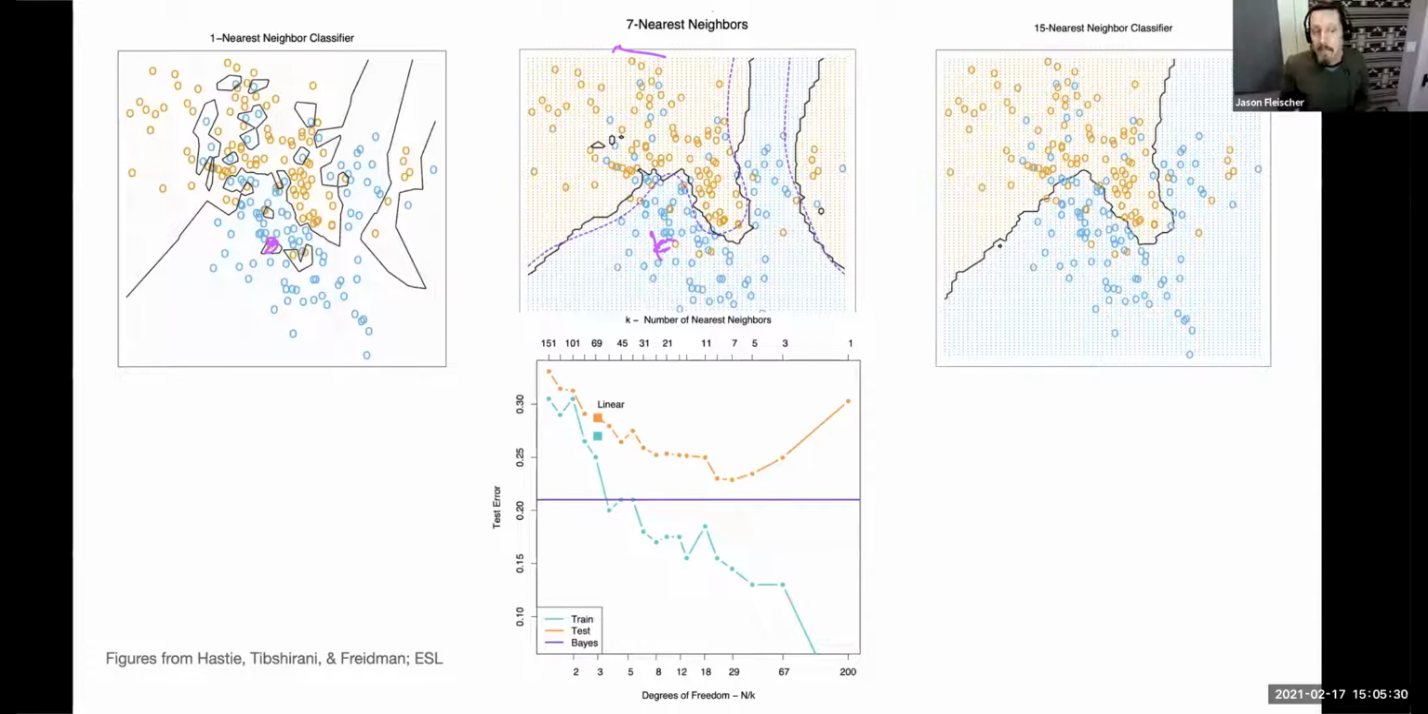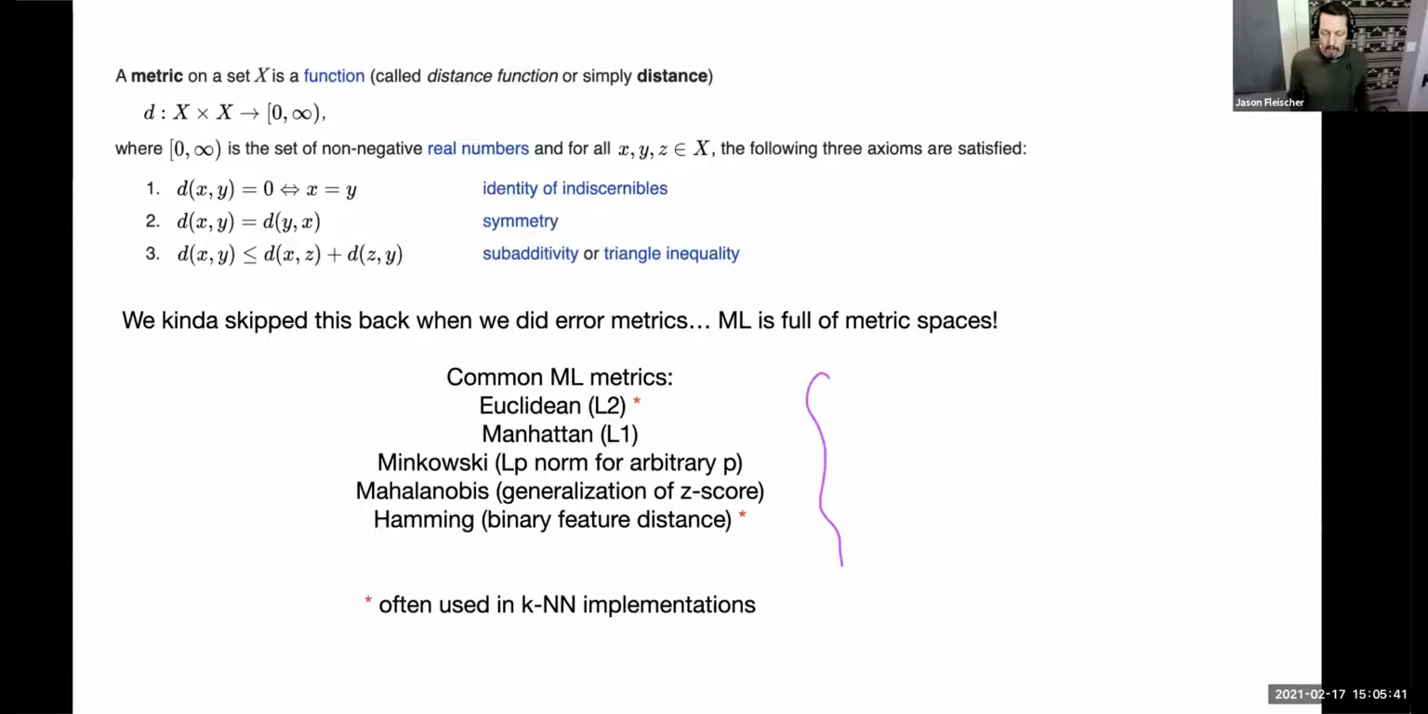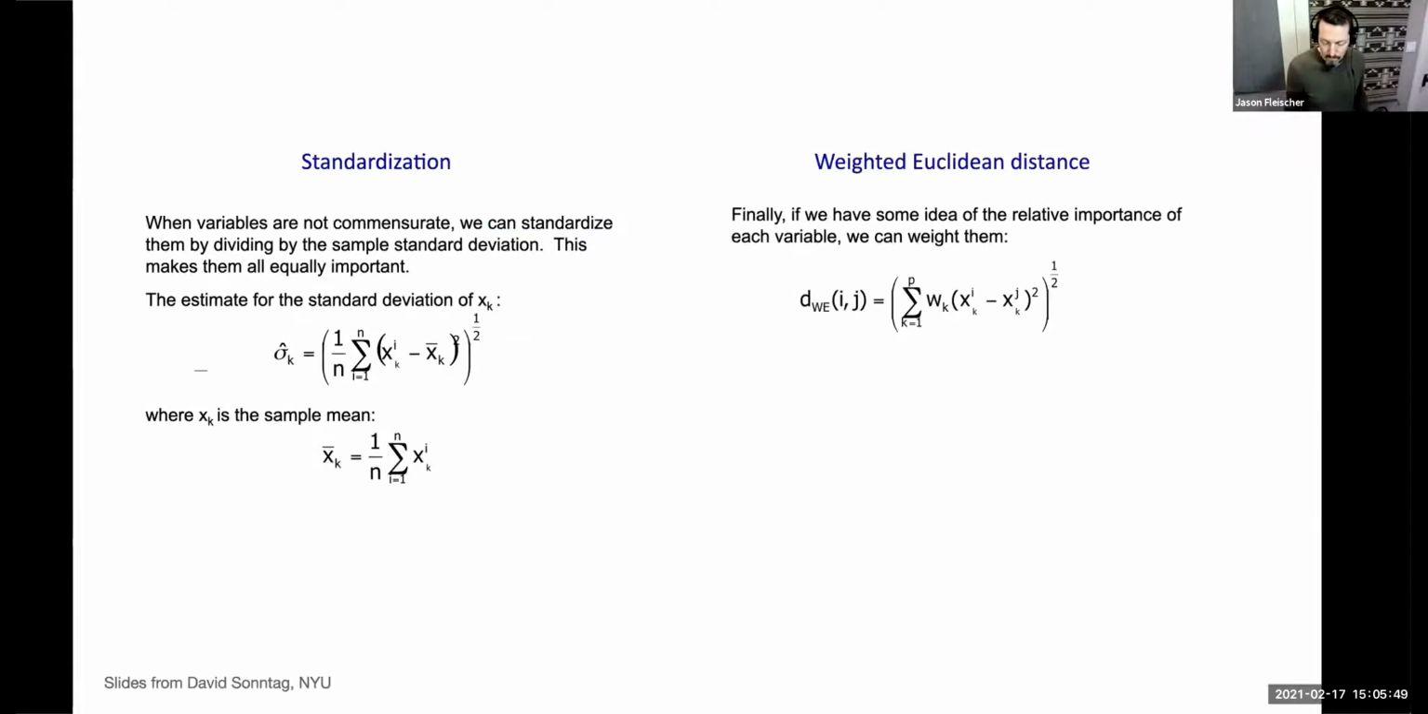Typically in a k-nearest neighbor situation, we'll be using the Euclidean distance, but it could be anything, right? You could use all sorts of different norms. Anything that is a metric function that meets that definition can be used in a k-nearest neighbor situation. Okay.